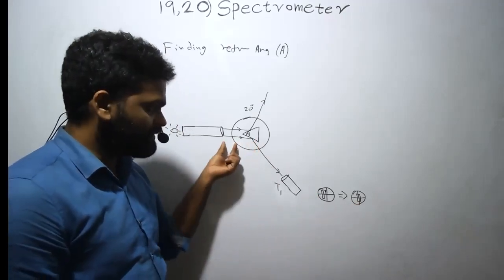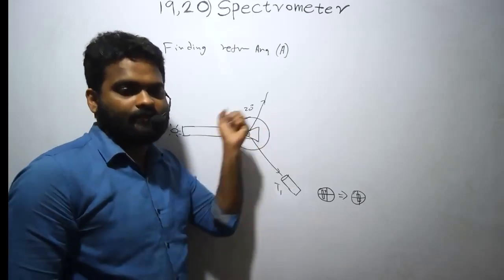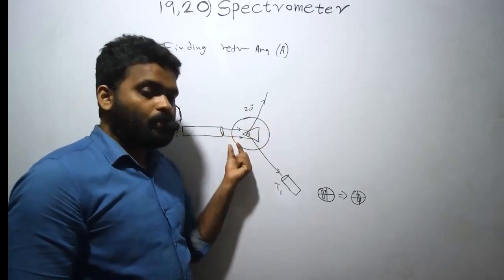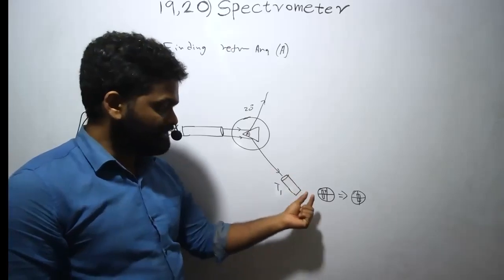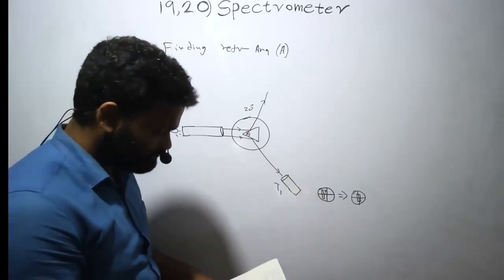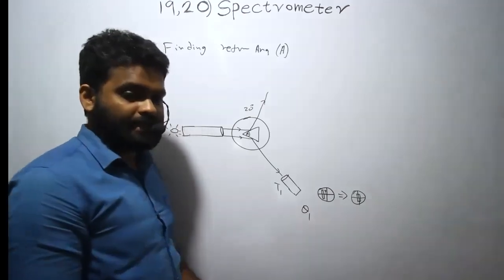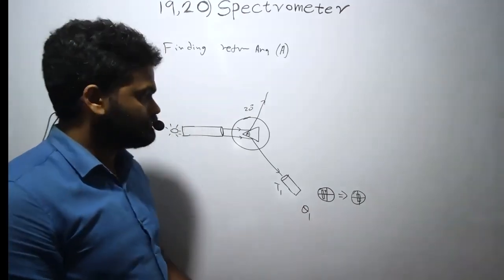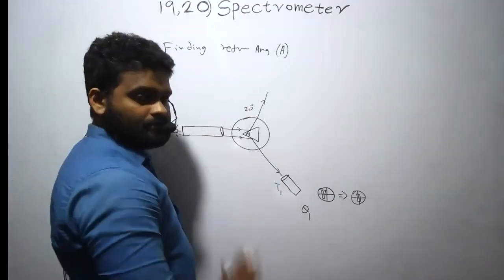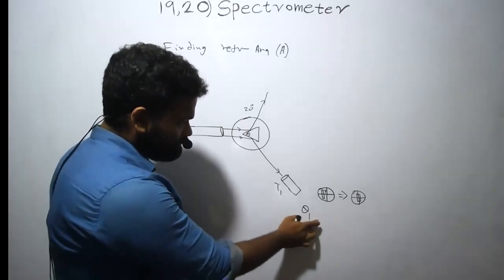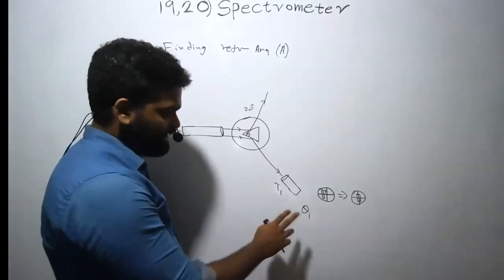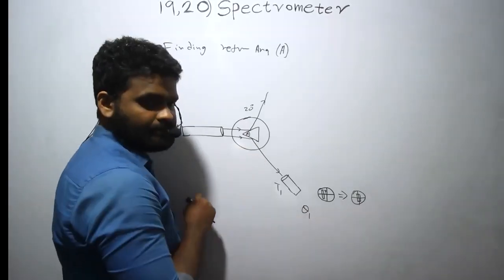Now you have the right vernier scale and the left vernier scale. From both you take the reading. You measure that angle. Let's say you got that as θ1. Okay, that is done. Now you have the value. Not an angle, just the reading here.